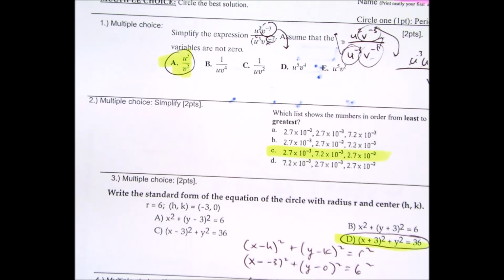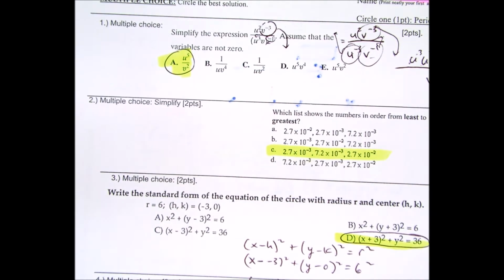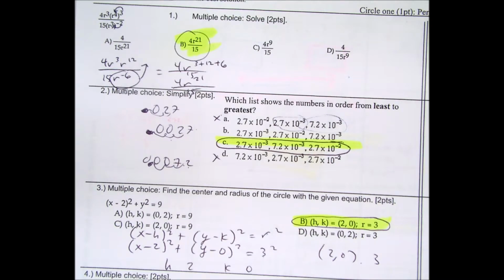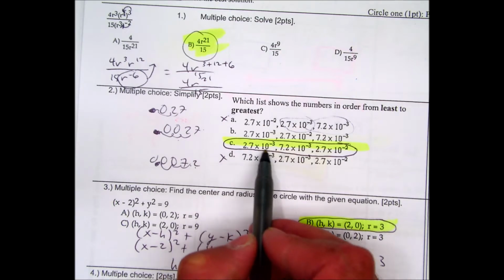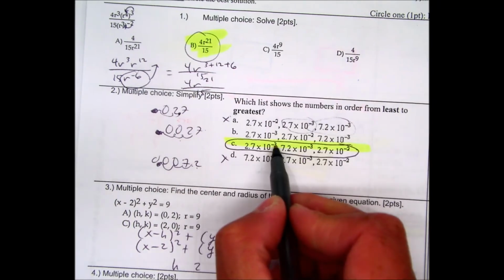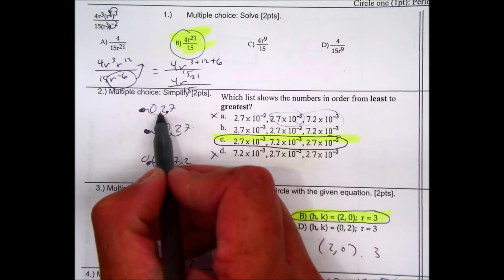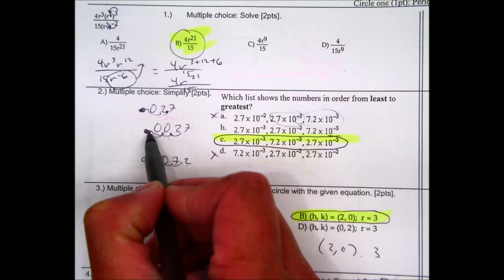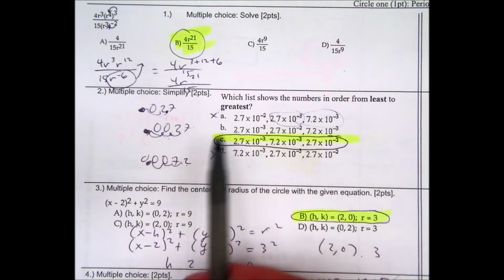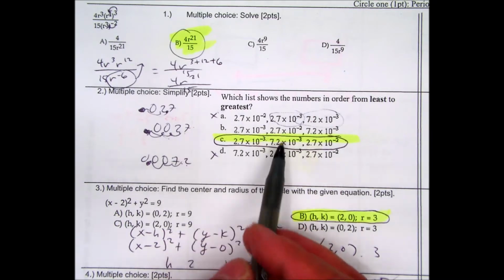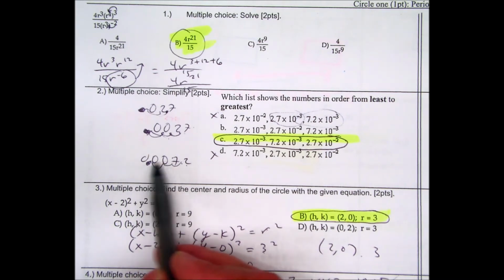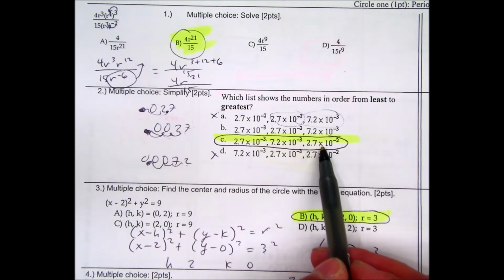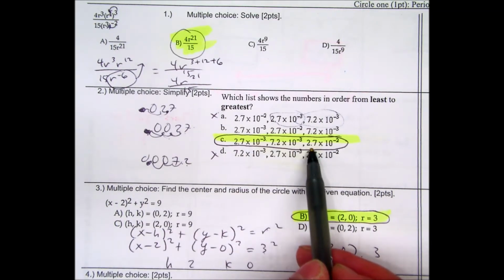Question number 2 shows these numbers, and you need to put them in order. I just took these numbers, and it says 2.7 times 10 to the negative 3. Remember, a negative exponent is telling us that it's going to go left 3 positions: 1, 2, 3. So that would be 0.0027, and that would actually be the smallest number. 7.2, again, 1, 2, 3. This would be our middle number, and the greatest number is actually here. That would be 2.7.